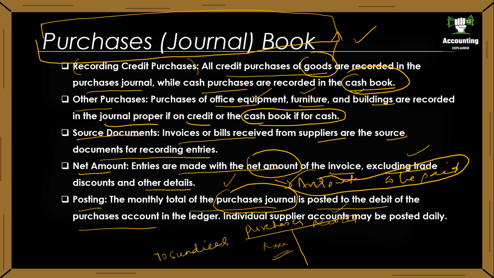Individual supplier accounts may be posted daily. Because only the credit purchases are taken into the purchase journal book, individual supplier accounts will be posted daily to know the balance daily.